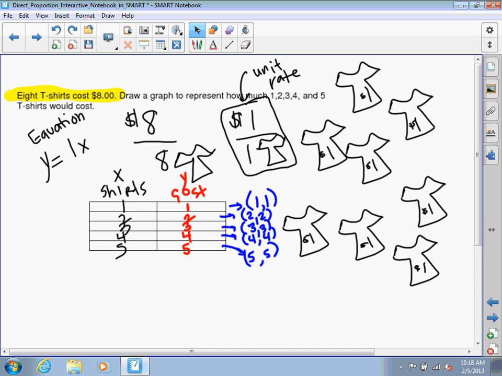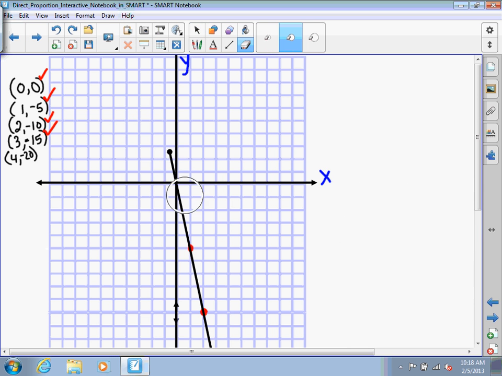Mr. B was nice. He gave me one that has numbers on it. Oh, thank you. And the X and the Y is already labeled. All right, so let's go and let's plot this. 1, comma 1, 2, comma 2, 3, comma 3. Let's graph it. Okay? Well, let's wait. Let's get it graphed first. Okay, before we start doing it.